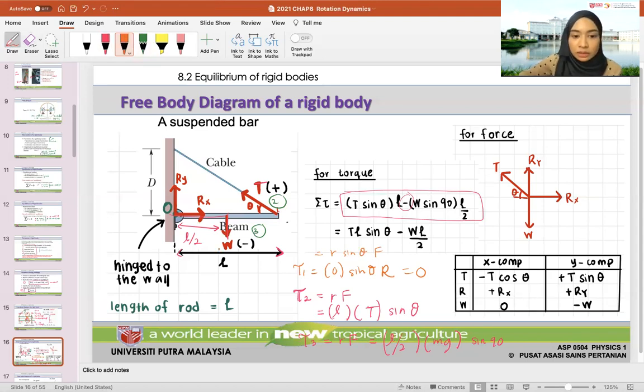So imagine all these other forces are not there. We're just talking about tension. So if I resolve tension into its perpendicular component, which direction would it go? Is it clockwise or anti-clockwise?